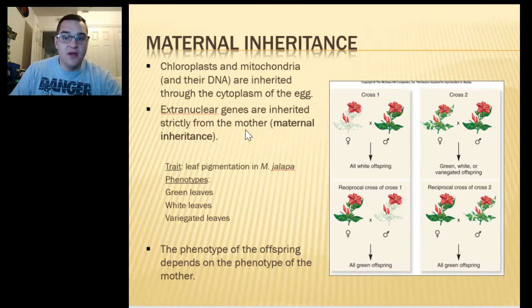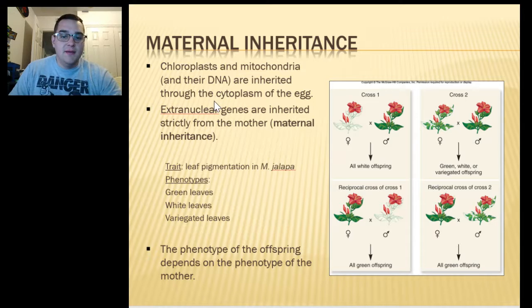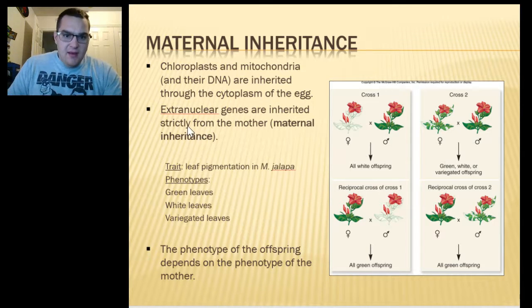It goes on to continue to talk about maternal inheritance, and talks about the mitochondria and chloroplasts and how those are inherited from their mothers. Like for humans, we inherit all of our mitochondrial DNA from our mothers, and so whatever your mom's mitochondria was, that's your mitochondrial DNA too. Extranuclear genes are inherited strictly from the mother. Maternal inheritance, that's the way it works.